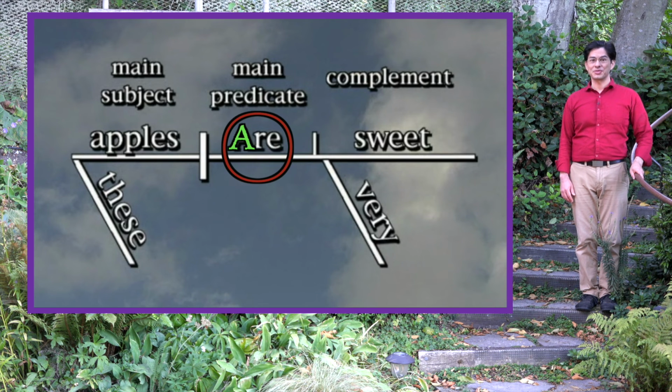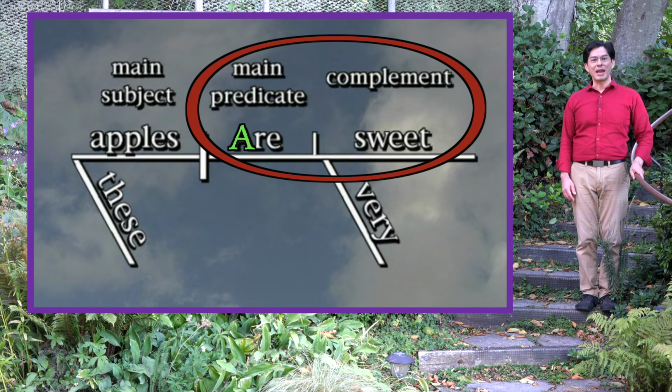Are these apples very sweet? At the same time, the sentence diagram makes clear that even though are is the first word in the sentence, grammatically speaking, it is part of the predicate, are sweet.